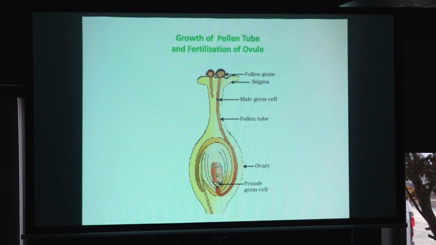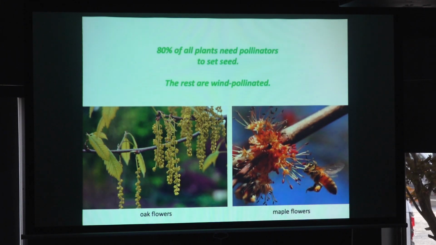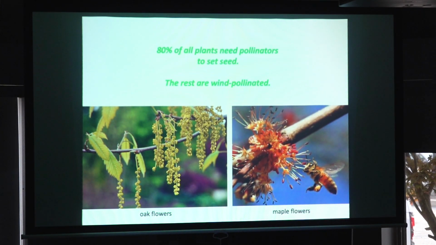It's not going to allow the wrong pollen to go ahead and grow down. And by the way, the pollen tube is the fastest growing cell in the plant kingdom. It's a race to get down there to fertilize. Double fertilization, actually, fertilization of the egg. Most of our plants need pollinators to set seed. The rest are wind pollinated.